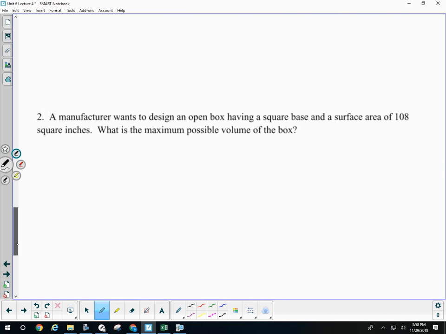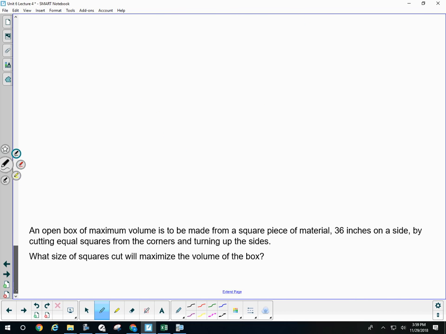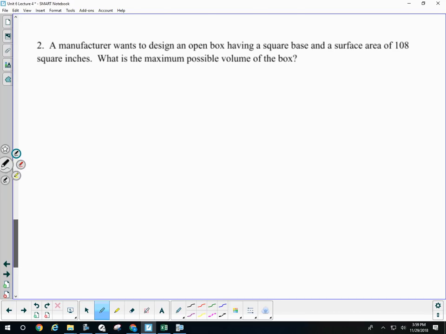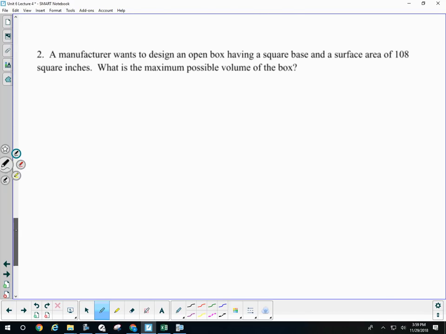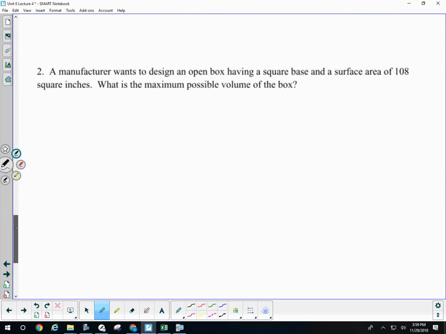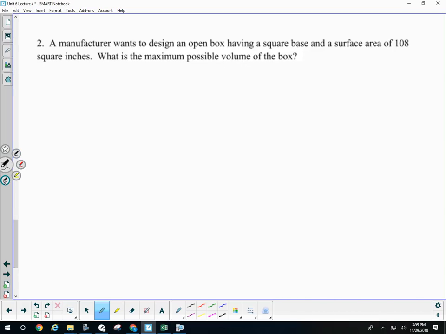Here we go. My favorite problem. Nope. Second favorite problem. Favorite problem's on the bottom. Manufacturer wants to design an open box. Let's draw a box. Open. There you go. Open box.